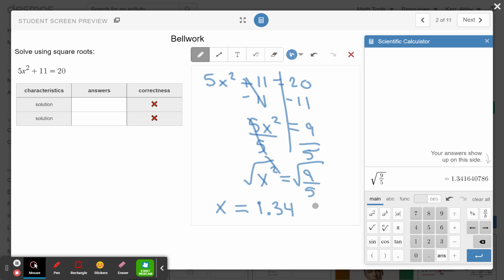But we need to know that it's also the negative number, because when you square a positive, you're going to get a positive, and when you square a negative, you're going to get a positive. So both answers work.